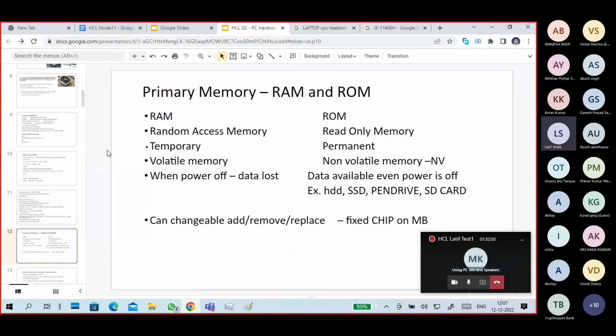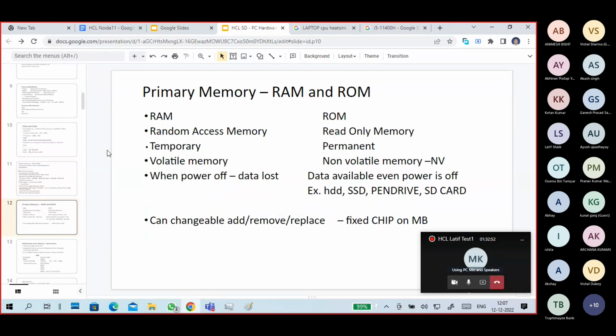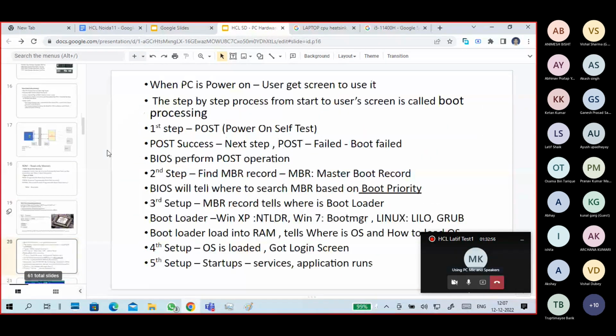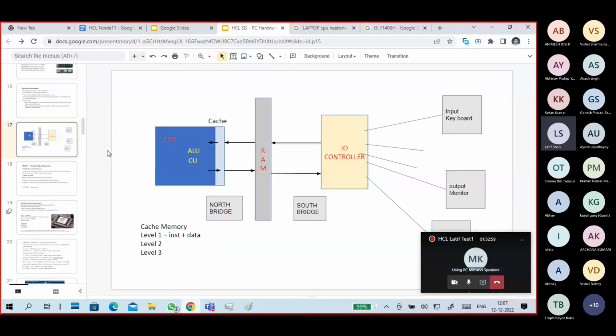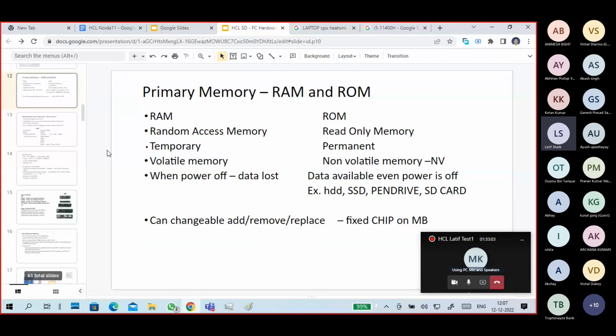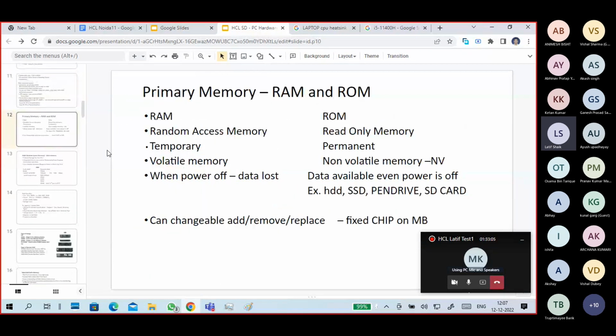Guys, this is about your CPU. Any doubts? Anything? No, sir. Tell about RAM and ROM. Okay, RAM and ROM differences. From ROM onwards, after the break I will tell again. So we'll see.